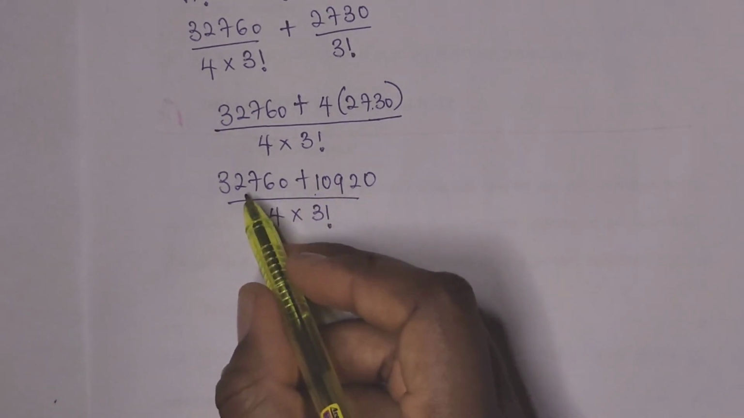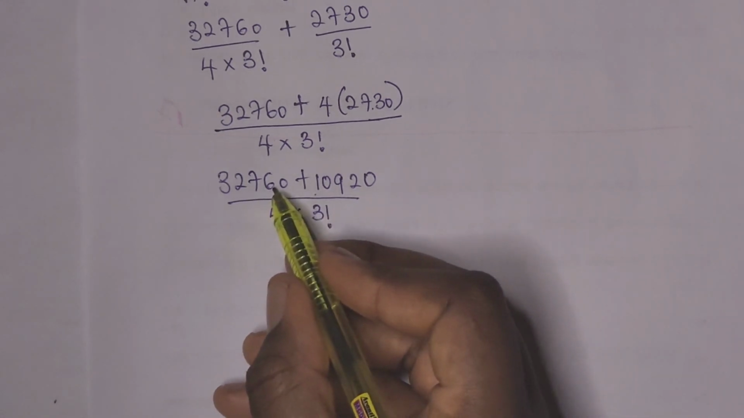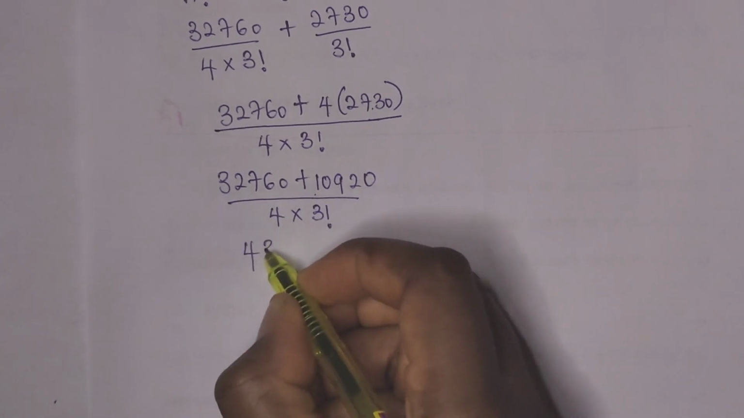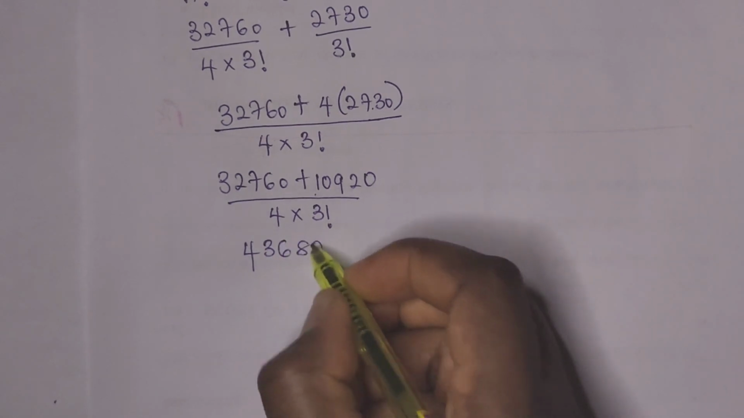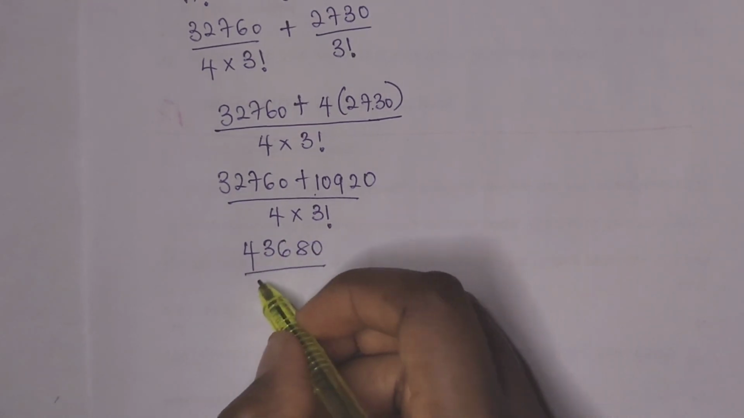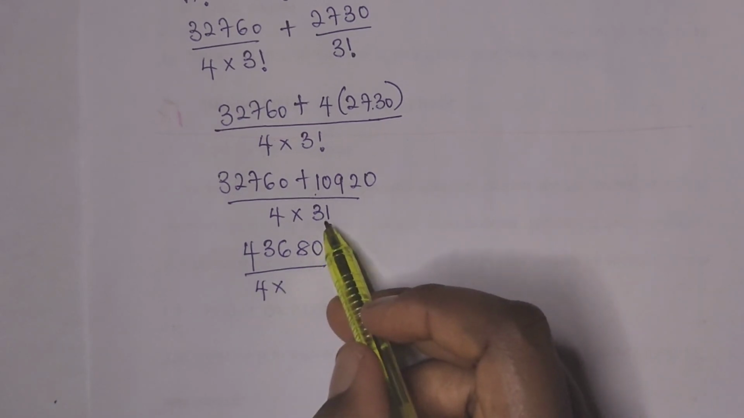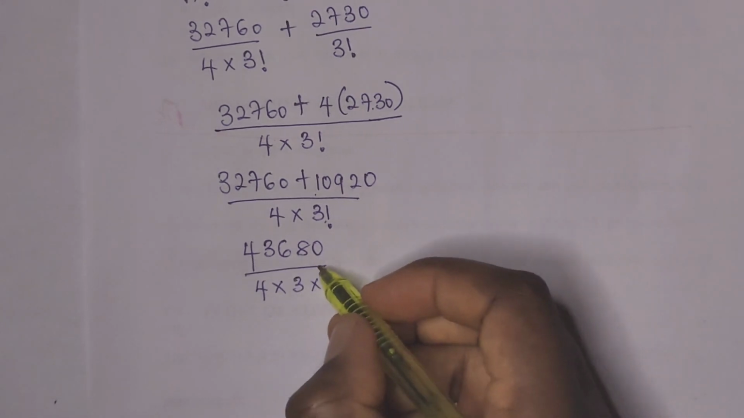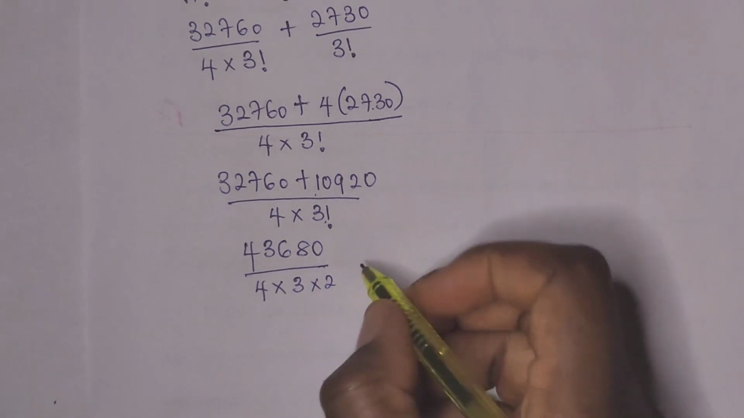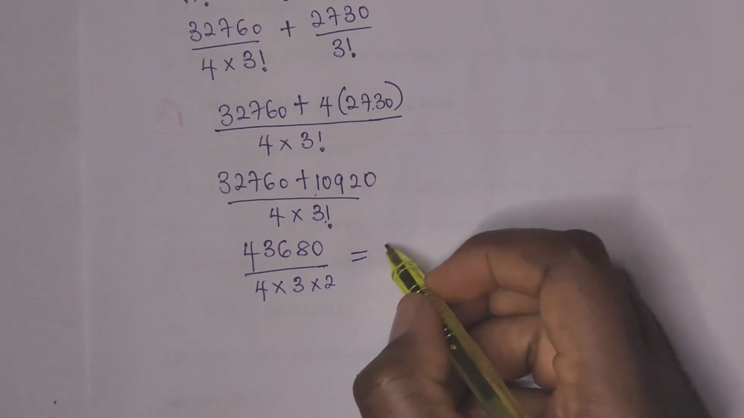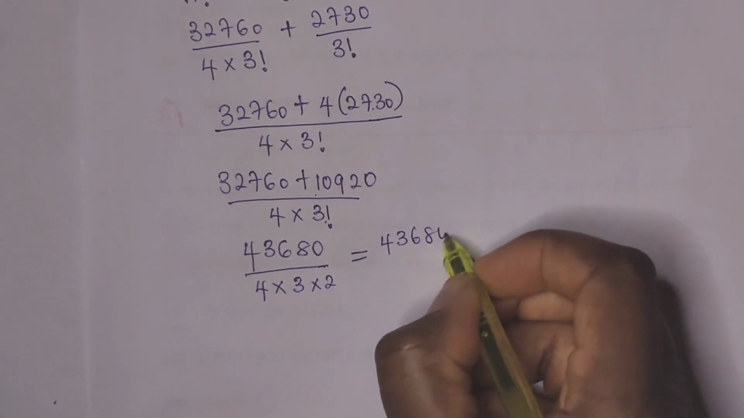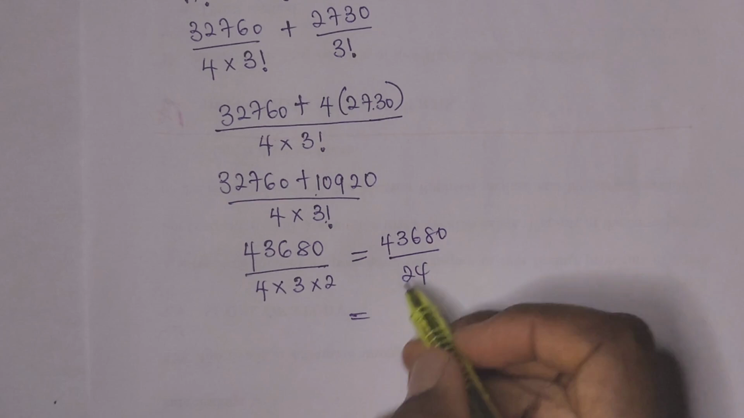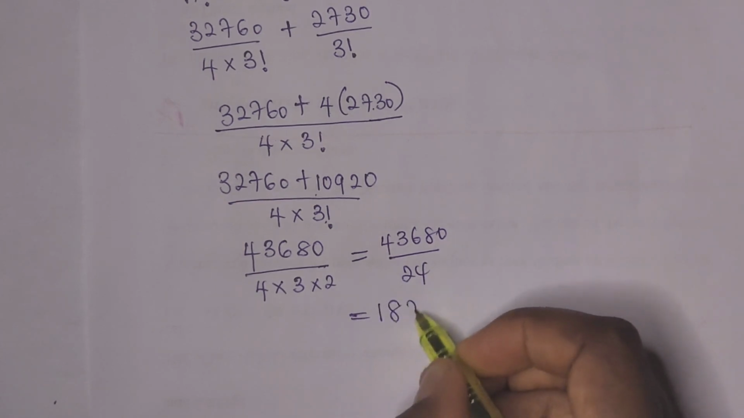So from here, 32,760 plus 10,920 will give us 43,680 all over 4 times 3 factorial, which is 4 times 3 times 2. So this is equal to 43,680 all over 24. So when you simplify this, we have 1,820.